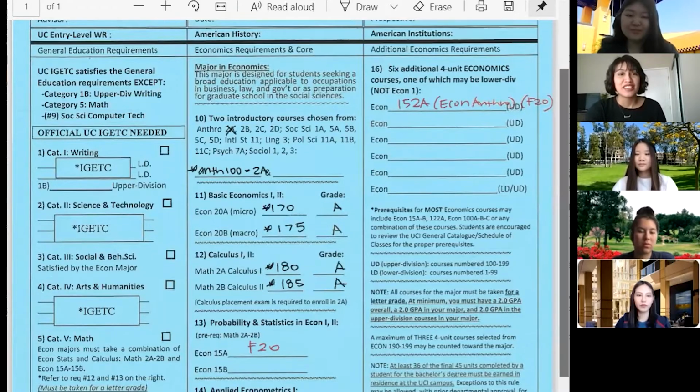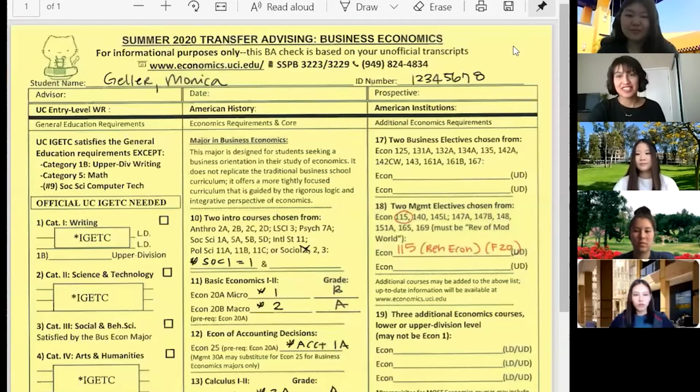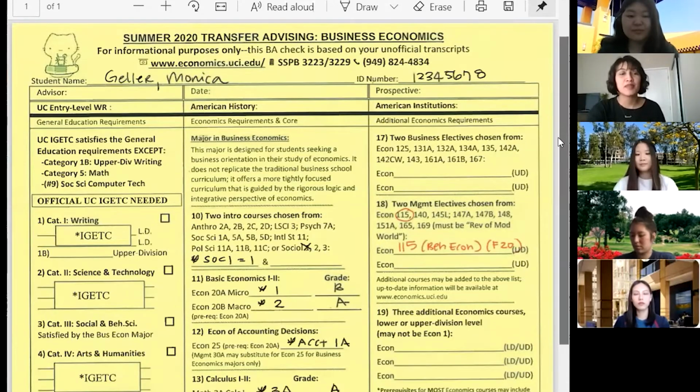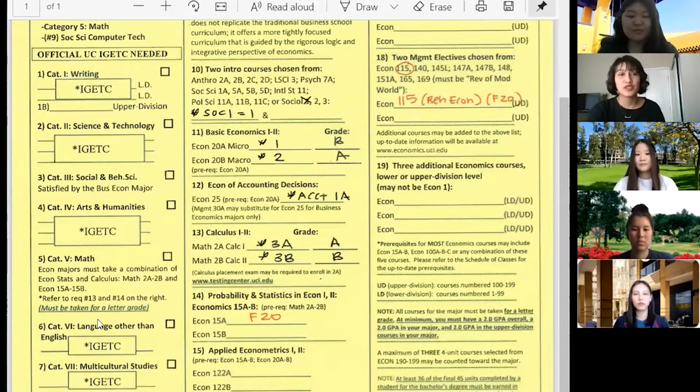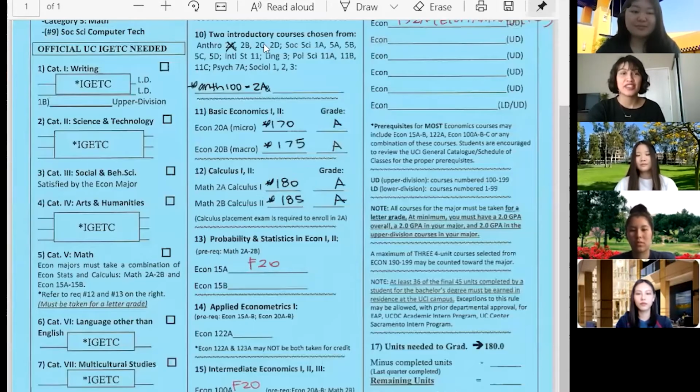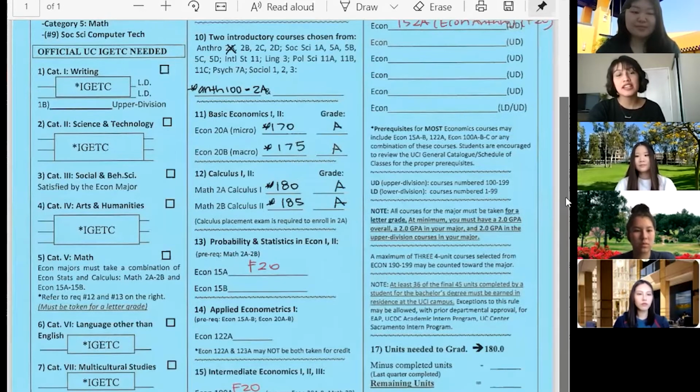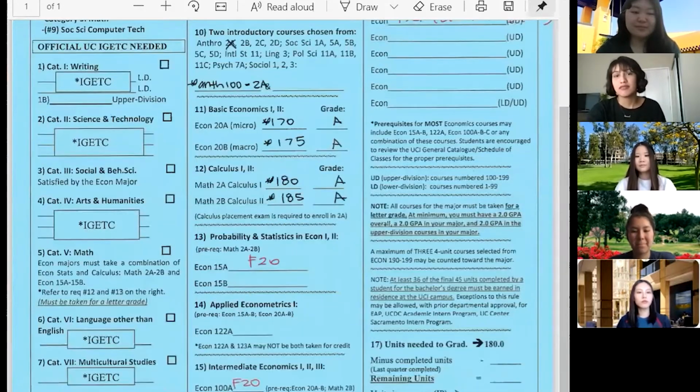And then for example, for this business economics student, same thing, the IGETC box just means that your IGETC certification covers those requirements. They're still going to need the upper division. And then the empty boxes just means that you need those classes. Wherever there's a little star next to the class, it just means that that class was already fulfilled. So don't enroll in those classes. So like right here. And then wherever there's an F20, it means that you're currently enrolled in those classes or you're planning to take them.